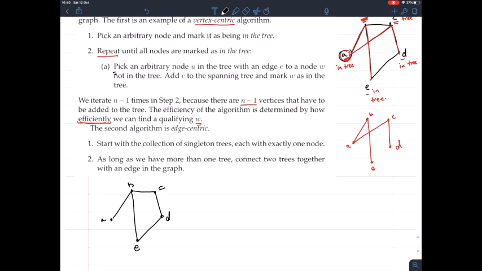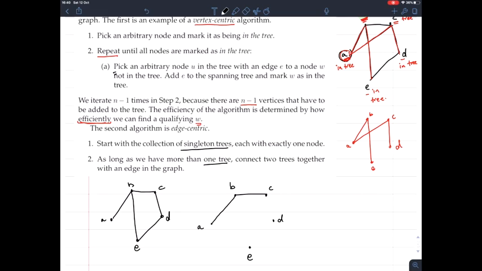So the idea is that we start out without any edges. We just have the nodes that are in the original graph. Notice that we can think of these as singleton trees. They each have exactly one node. And then as long as we have more than one tree overall, we need to connect two trees together with an edge in the graph. So we can just start in any order. I'm going to connect A to B, and I'm going to connect B to C.